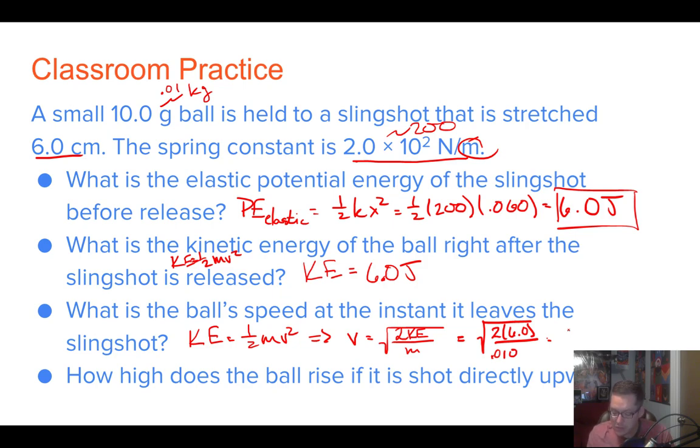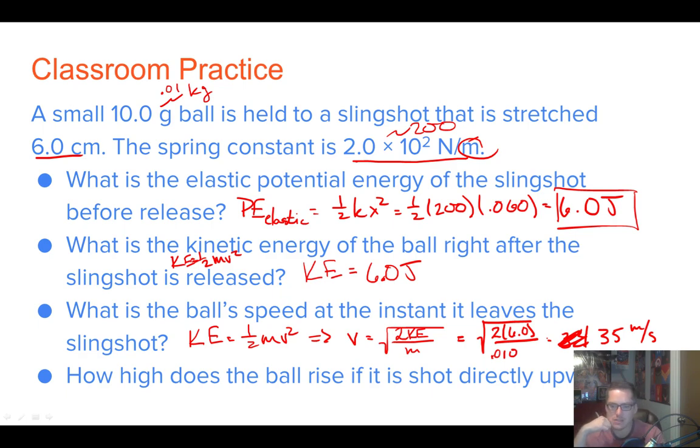And so our ball is moving at 34. How many sig figs? Well, just 2. So it would be 35 meters per second. Okay, so 35 meters per second. Let me just make sure I got the same value I did earlier. Yeah, okay. So 35 meters per second.